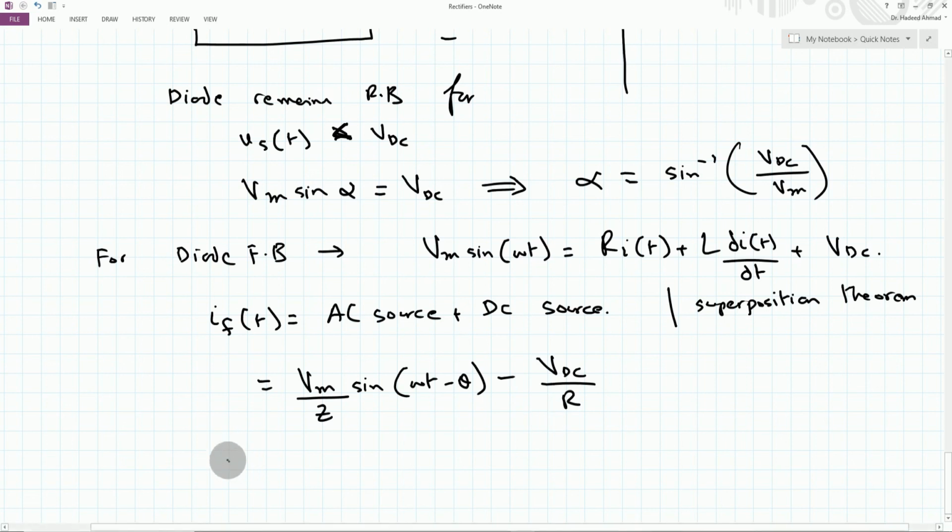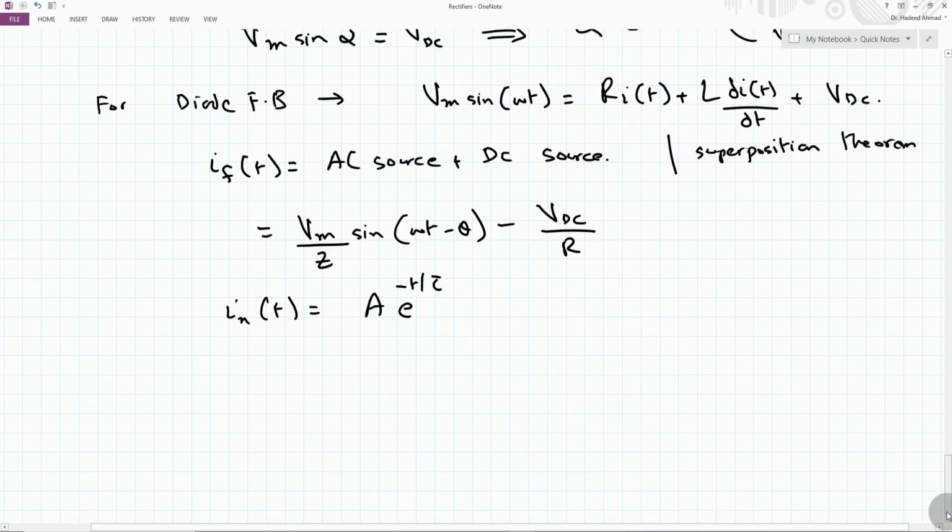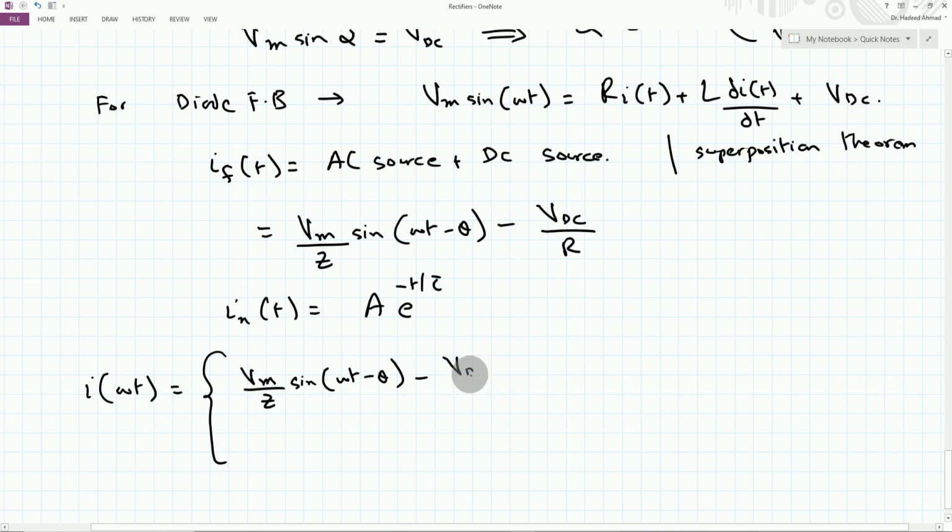As far as the natural response is concerned, i_N(t) is A e to the power minus t over tau. So for this particular expression, we have i(omega t) equal to Vm over Z sine(omega t minus theta) minus VDC over R plus A e to the power minus omega t over omega tau, and this is for alpha less than omega t less than or equal to beta, and it is 0 otherwise.